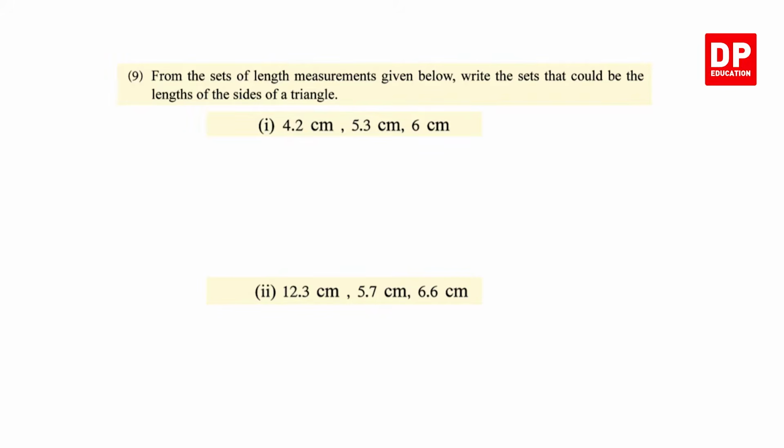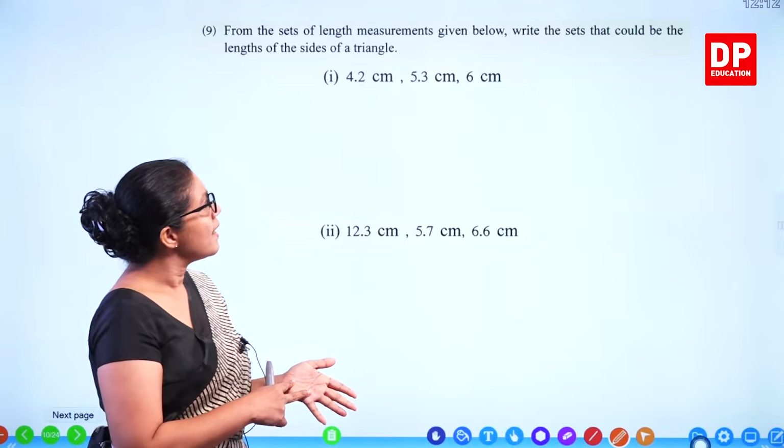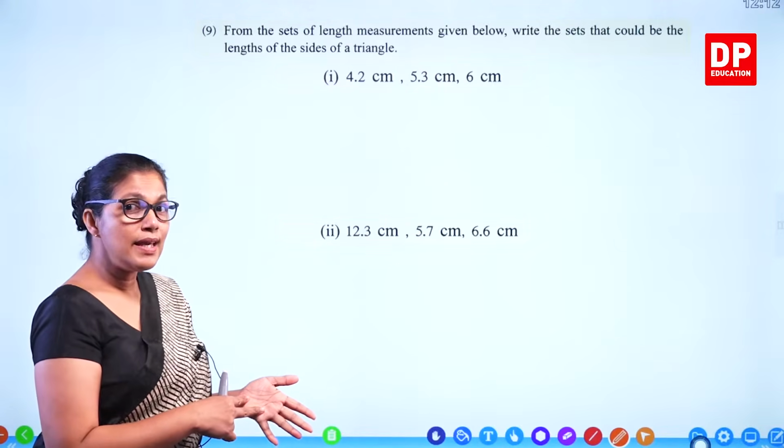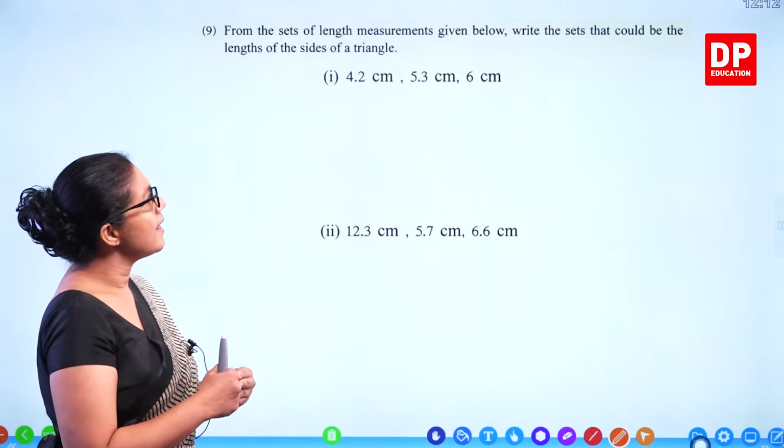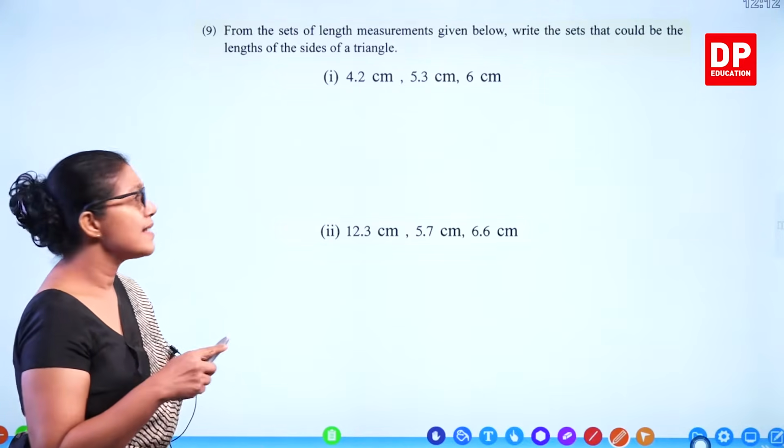Look at this question. From the sets of length measurements given below, write the sets that could be the lengths of the sides of a triangle. So you need to check 2 lengths. The sum of 2 lengths should be greater than the third length. So we'll take pairs and see.